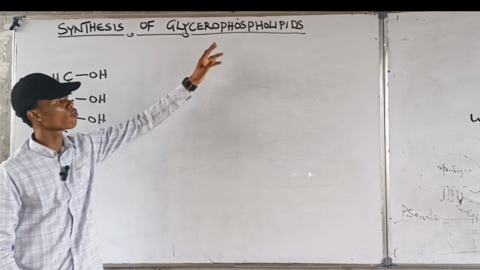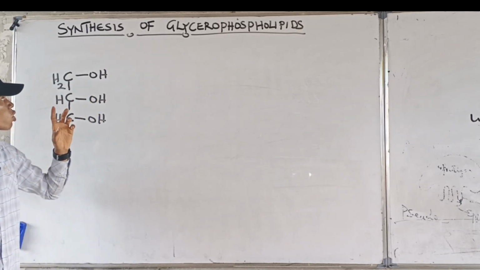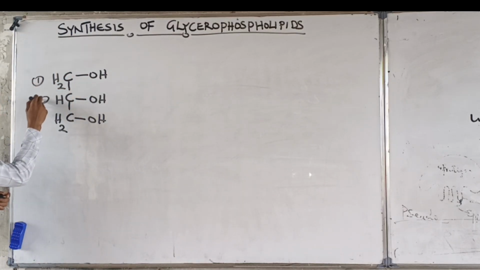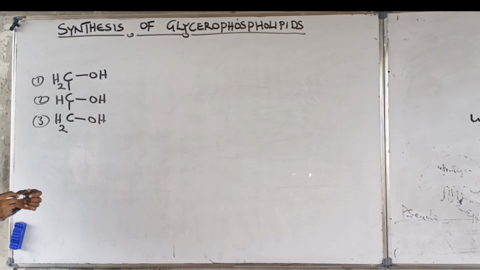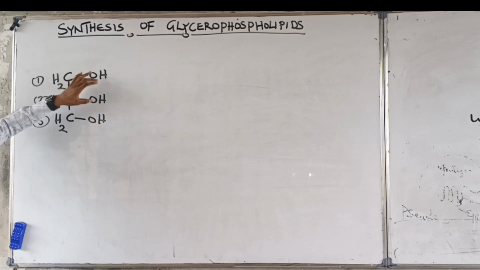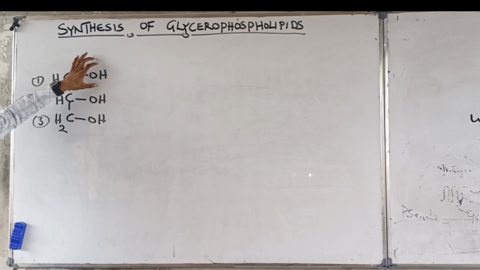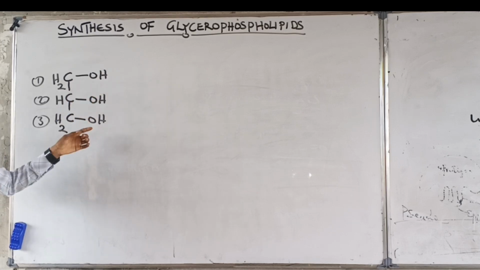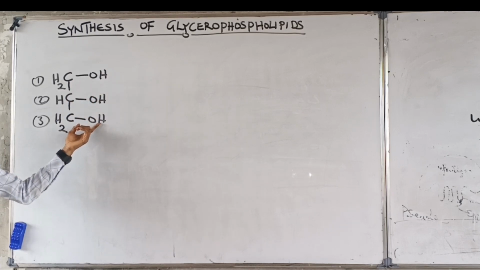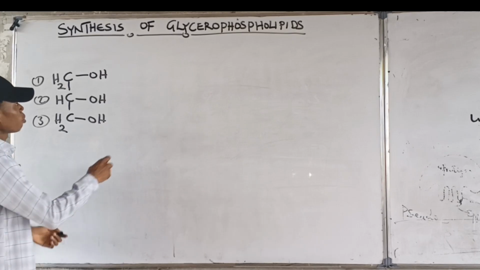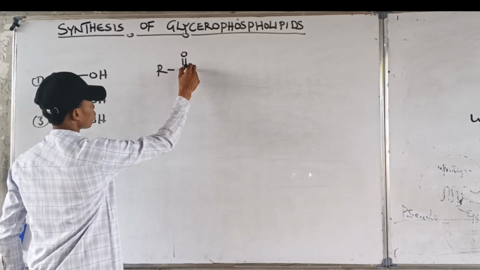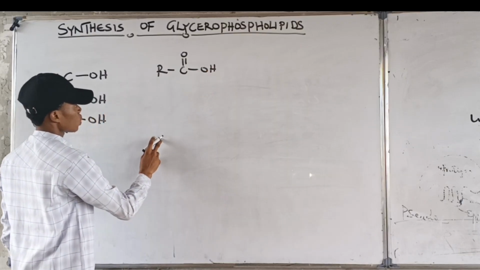Now glycerophospholipid. In glycerophospholipid, if I'm numbering, this is my carbon 1, carbon 2, and carbon 3. Carbon 1 and 2 are always attached with fatty acid. So fatty acid is always on carbon 1, fatty acid is always on carbon 2. Then the phosphate group is on carbon 3. So my fatty acid is like this. So this is my fatty acid.